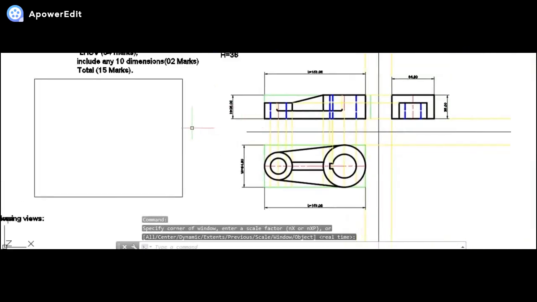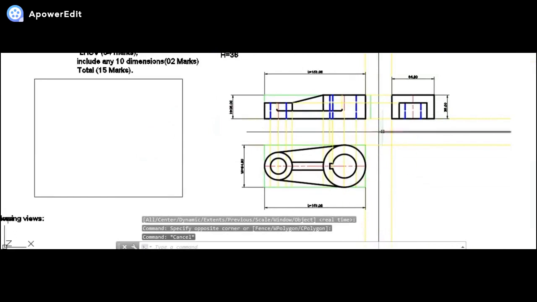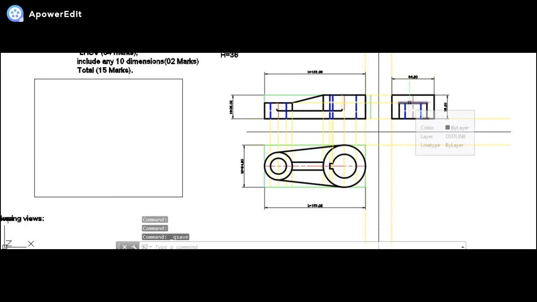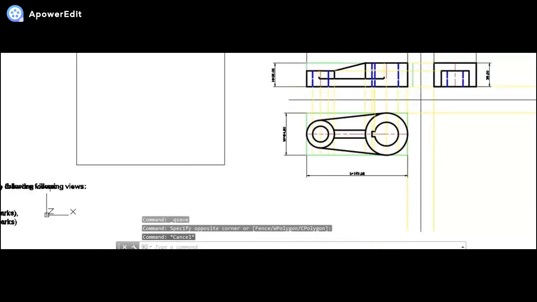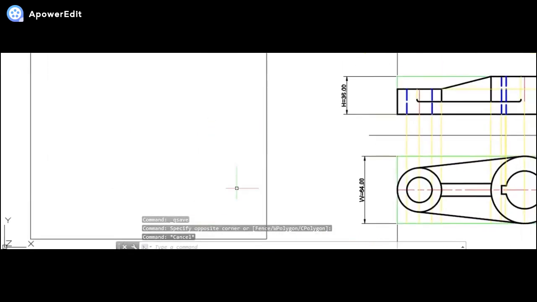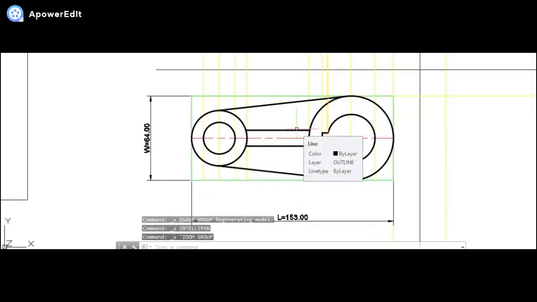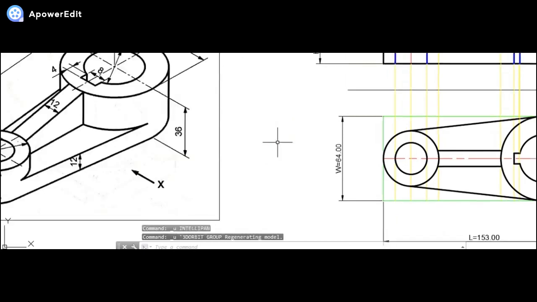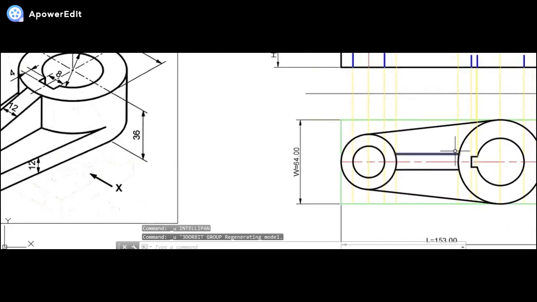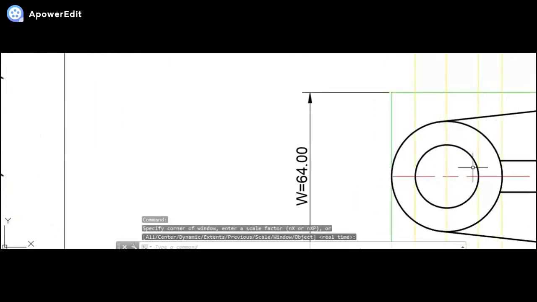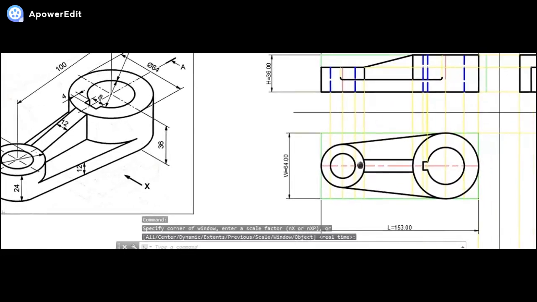Okay, as you all can see it over here, one by one. Now, okay, as you all can see, we have got the extension of the lines, and even the ribs have been extended on both the sides.